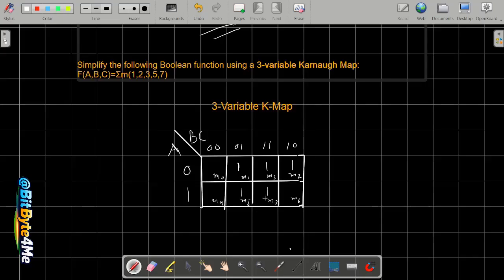Now, an octet is not possible because we have only 5 values, so instead of an octet we will make a quad of these variables, and this one is left, we will pair it with this.